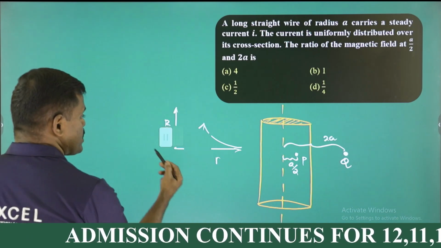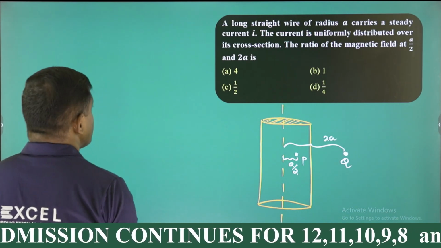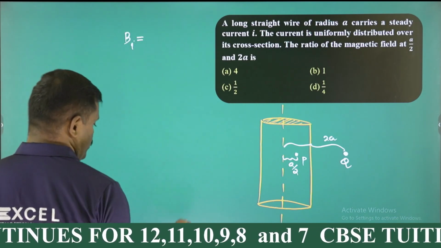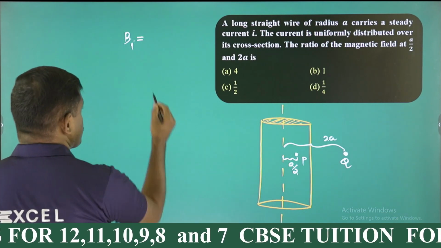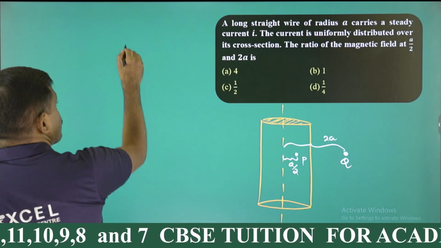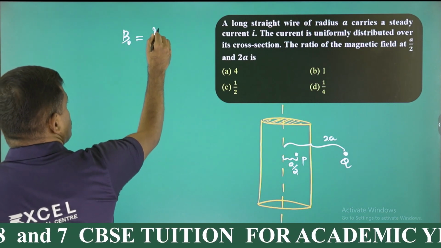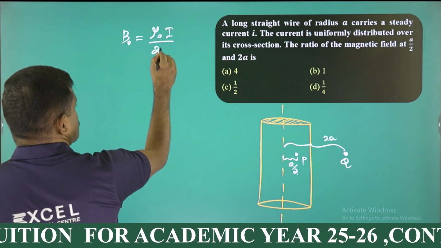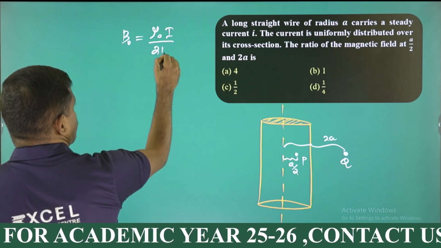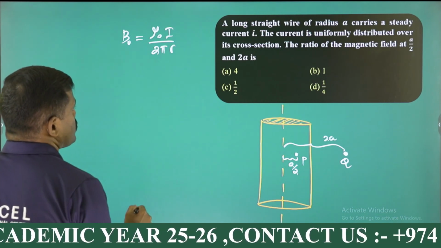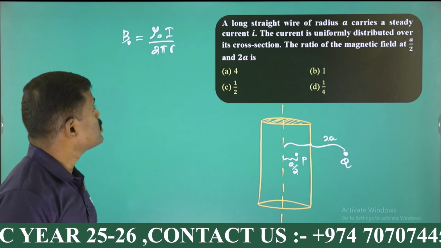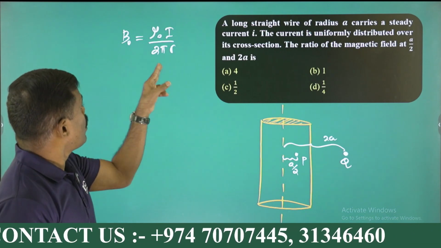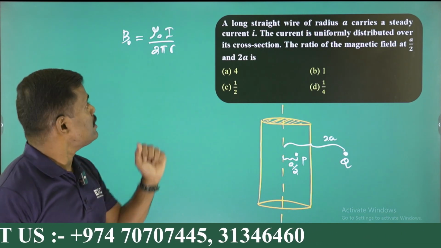But I'll tell you the equations now. Magnetic field at P. I'll write the magnetic field outside first, okay? Magnetic field outside is given by mu 0 by 4 pi into 2I by R, that is mu 0 I by 2 pi R. This is the equation for magnetic field outside. Mu 0 I by 2 pi R.